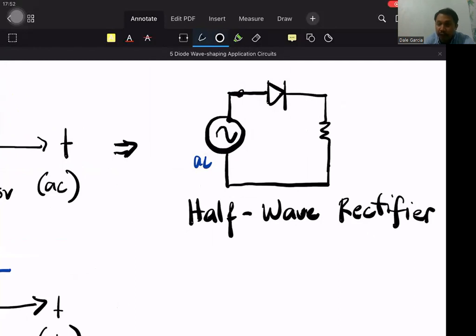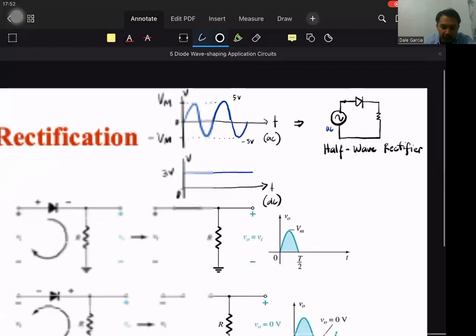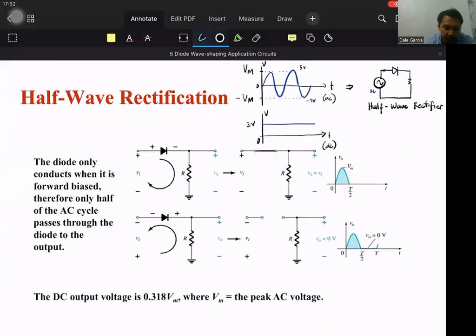But because the source is AC, its name is a half-wave rectifier. Sometimes the diode is called a rectifier diode, because if we connect it in series with a resistor, what it can do is rectification. So rectification is the process of this one. Here is the definition of rectification: the passing through of one half of the AC cycle of the signal source.